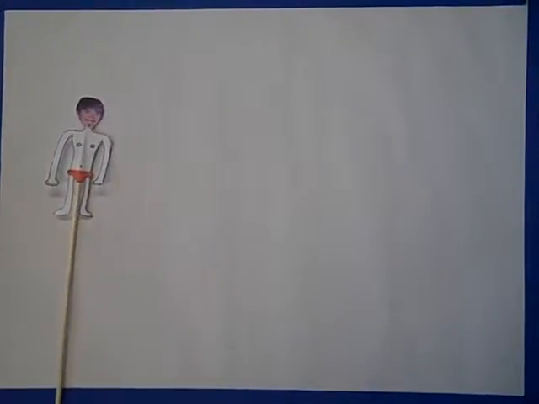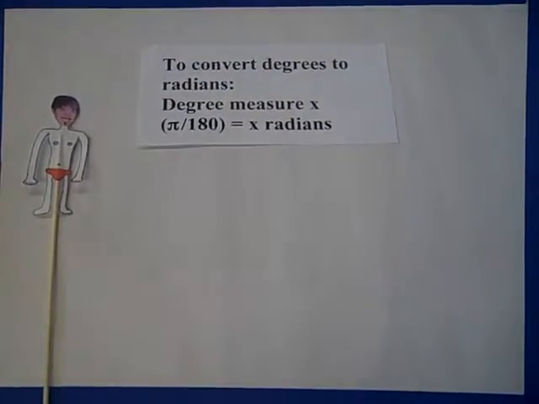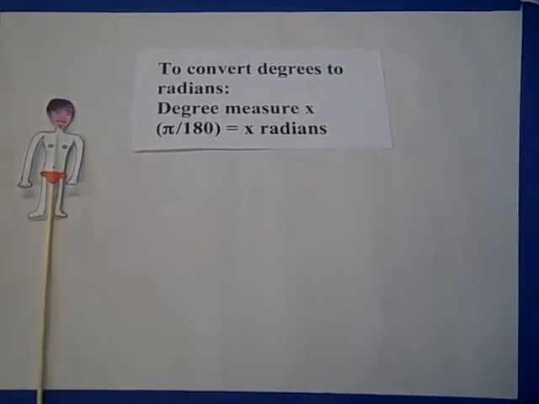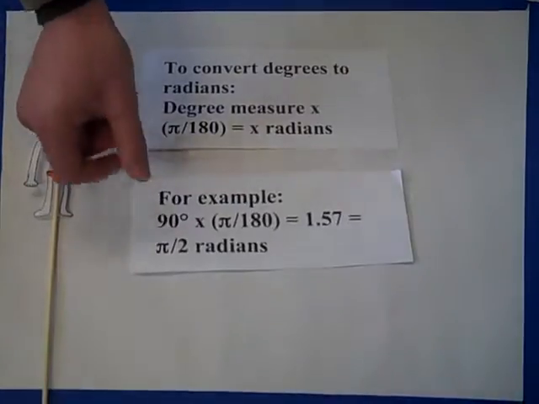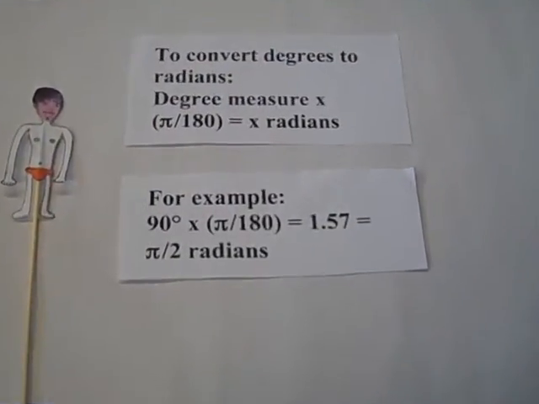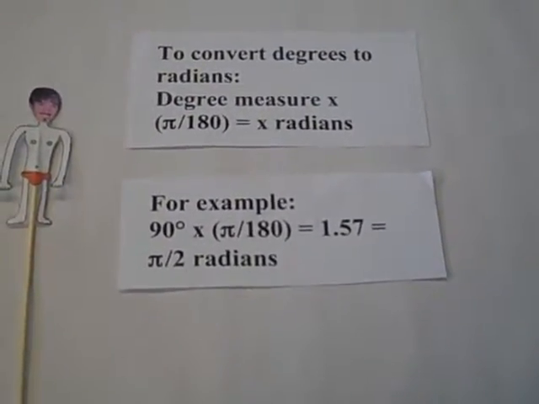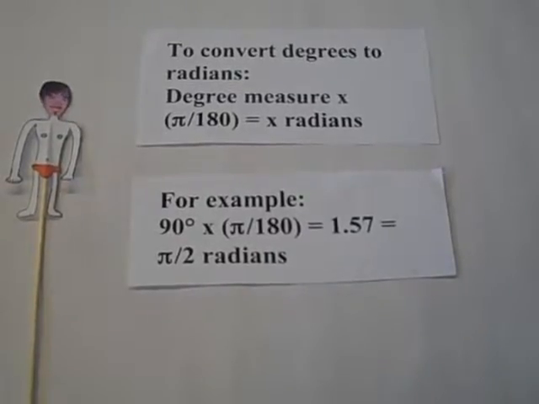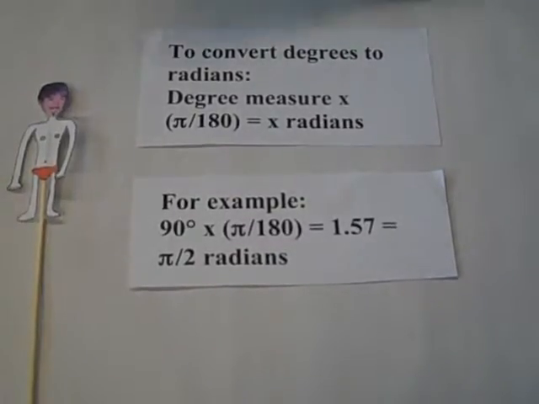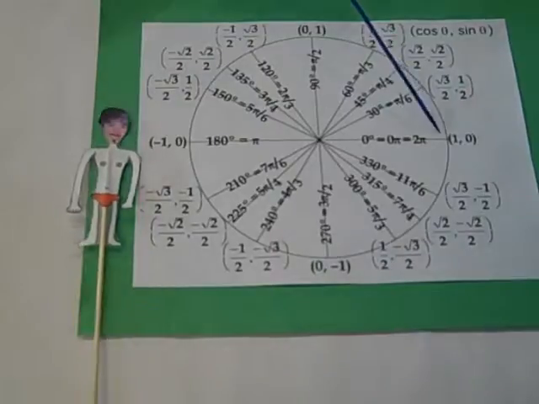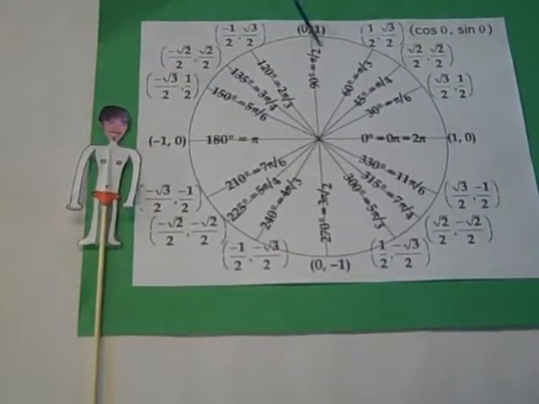To convert degrees to radians, we take the degree measure and multiply it by pi over 180. For example, let's say we have a 90-degree angle. By multiplying 90 by pi over 180, we get 1.57, or pi over 2 radians. By looking at the unit circle, we can see that 90 degrees and pi over 2 radians are the same degree measure.